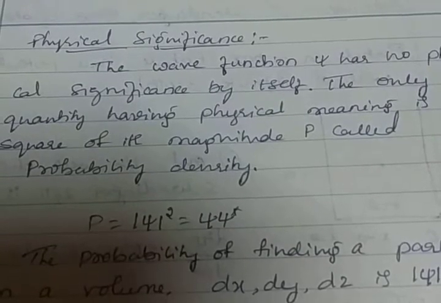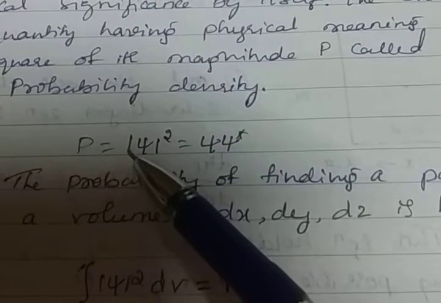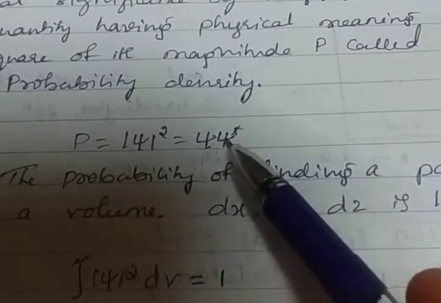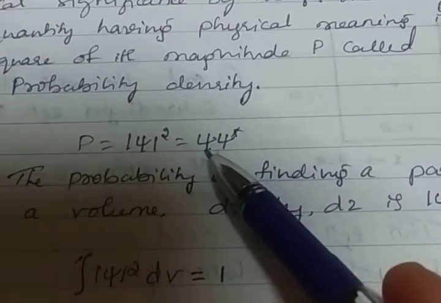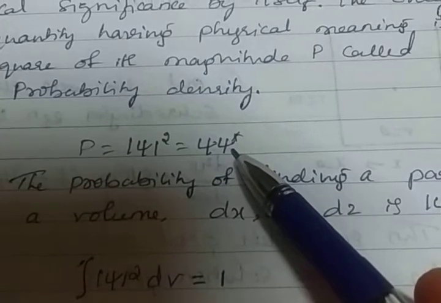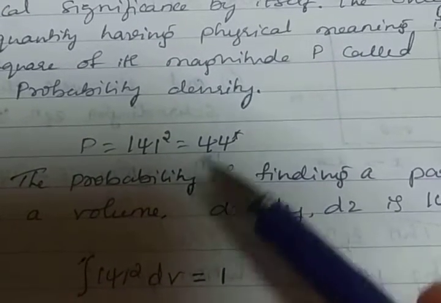So the probability density equation is the magnitude of xi squared. It can also be written as xi times xi star, where xi is the wave function of the particle, and xi star is the complex conjugate of the wave function.